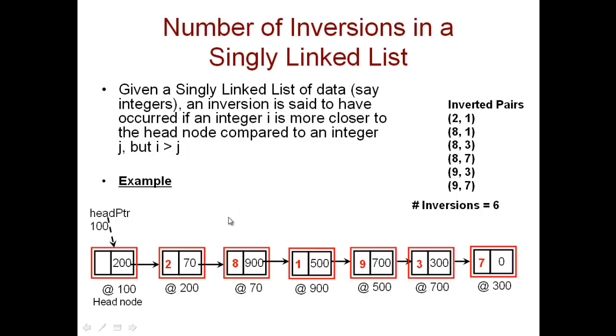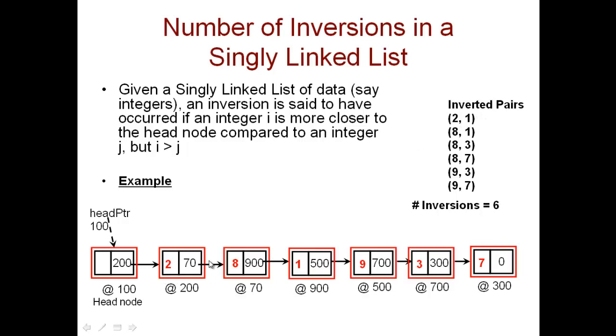Let us assume that the data we have are integers. We say an inversion has occurred for two integers, say i and j, if integer i is closer to the head node compared to j, but i is greater than j. So what does it mean here? These are the integers in the linked list. Let us look at 2 and 1. 2 is closer to the head node compared to 1, but 2 is greater than 1. So we say 2, 1 is an inverted pair.